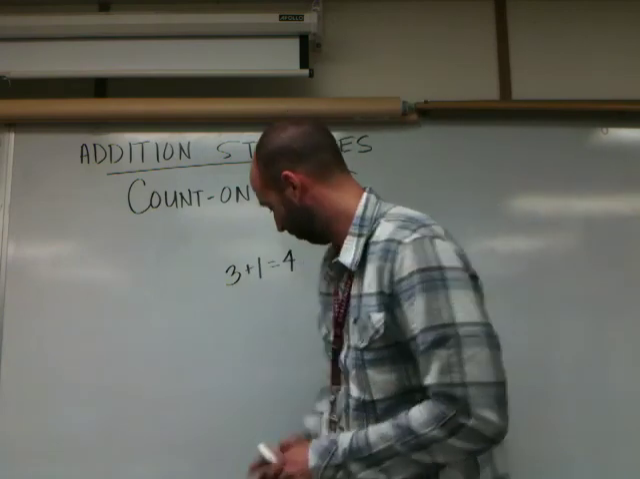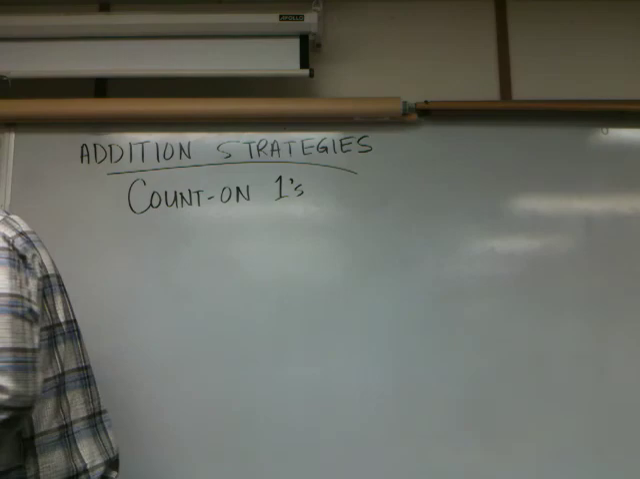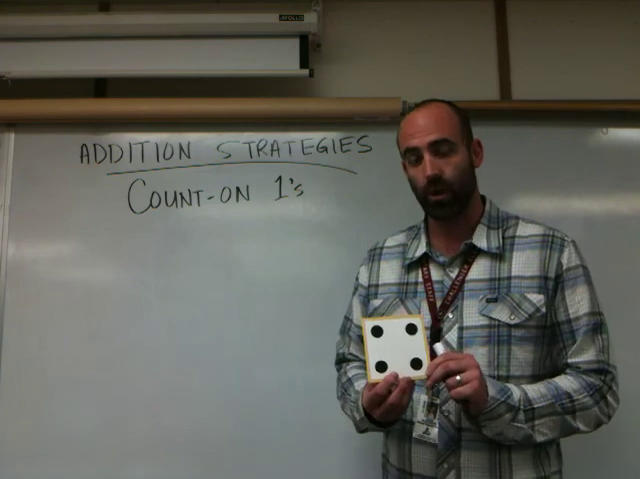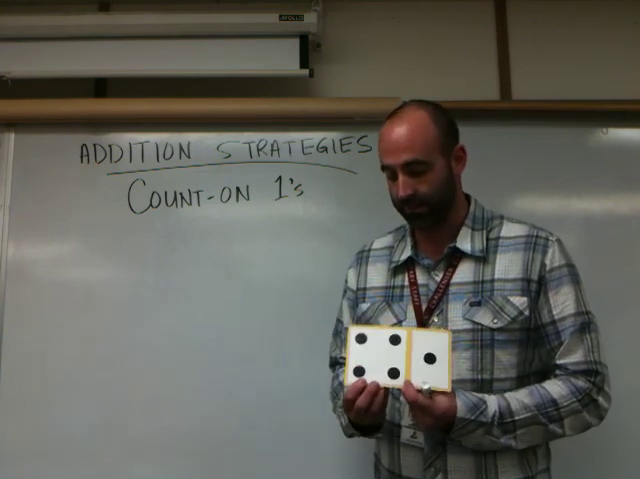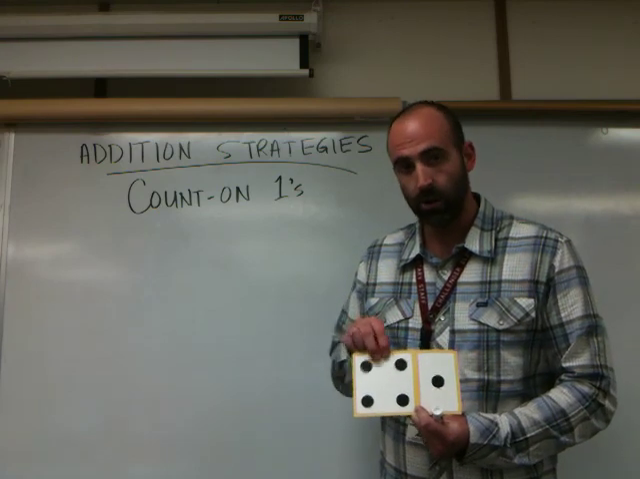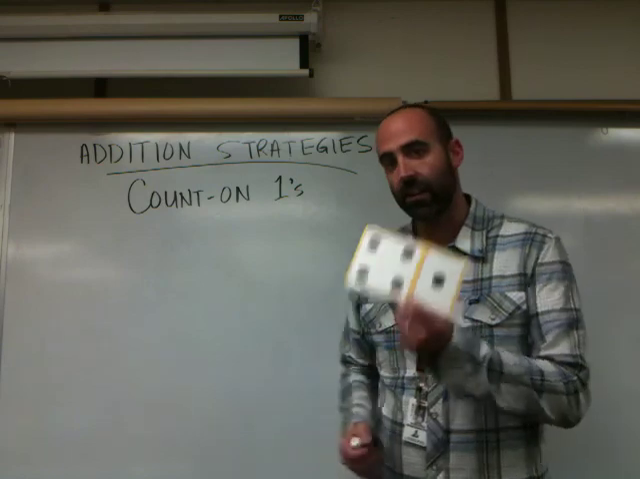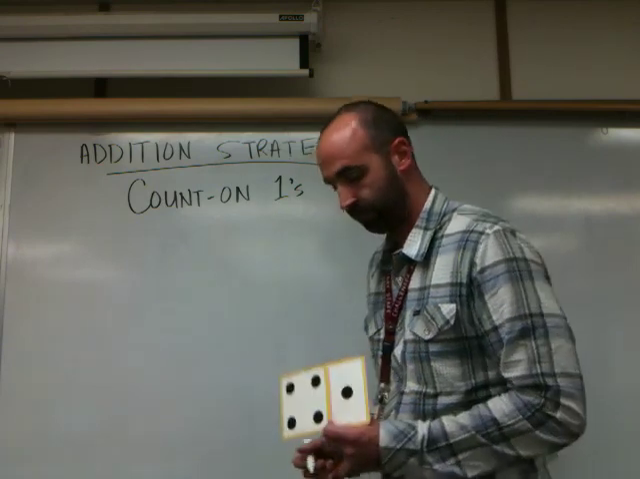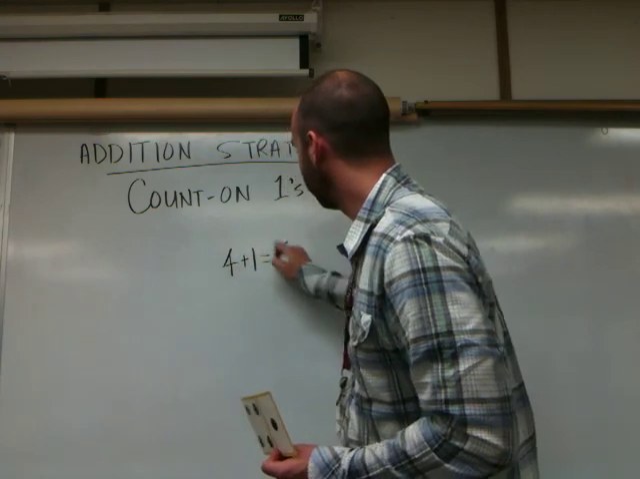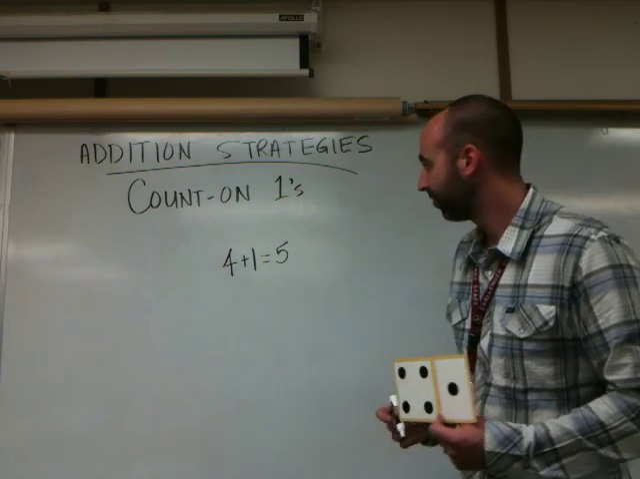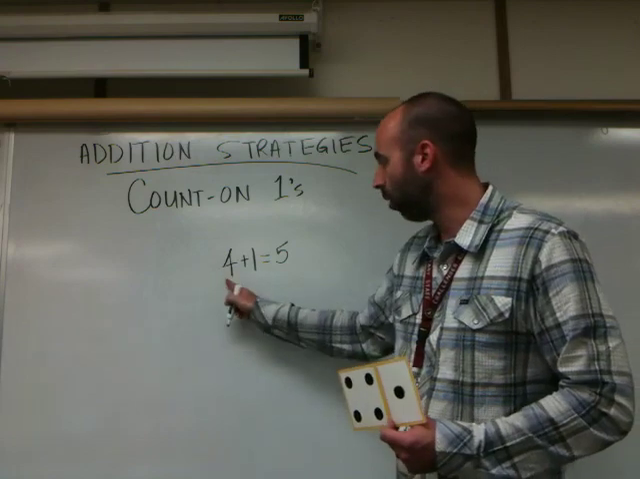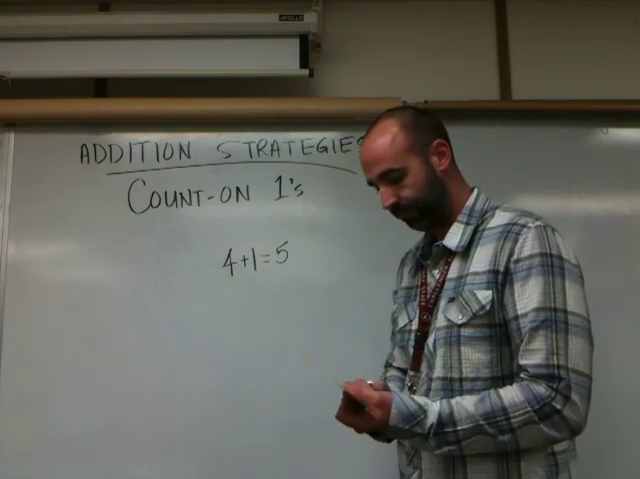Let's try another. What number do you see here? That's right, 4. And one more is 5. So I start with 4 and I count on 1. 4, 5. Write down the fact that goes with this card. If you wrote down 4 plus 1 equals 5, you did it correctly. I start with 4 and count on 1 to get 5. So 4, 5. Another?